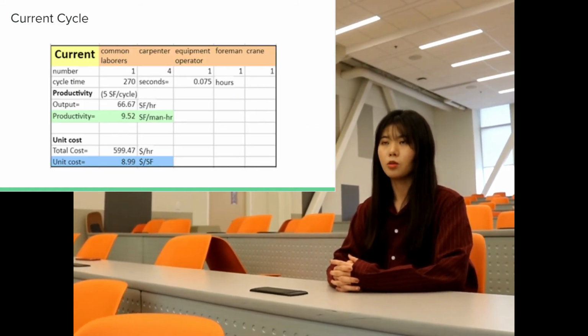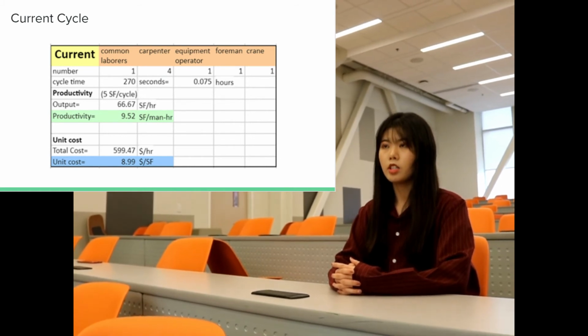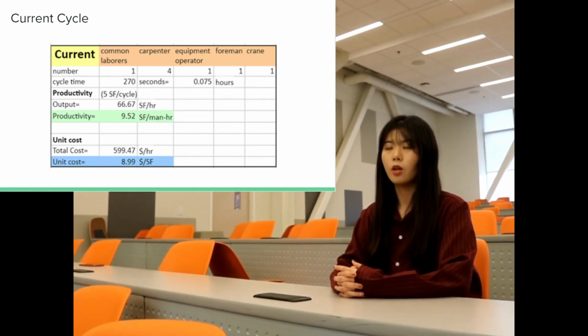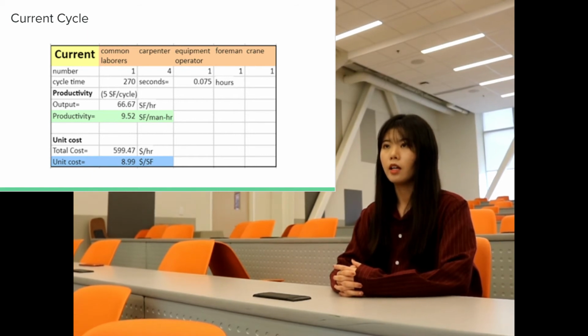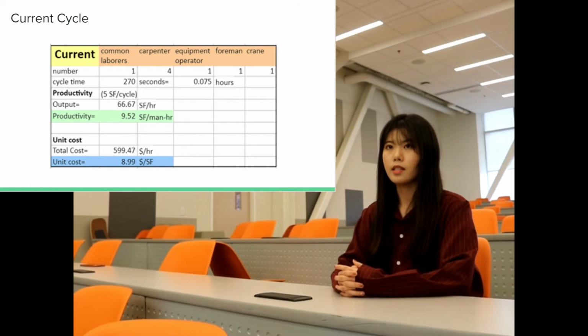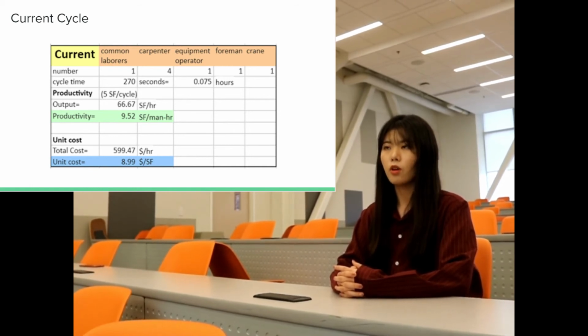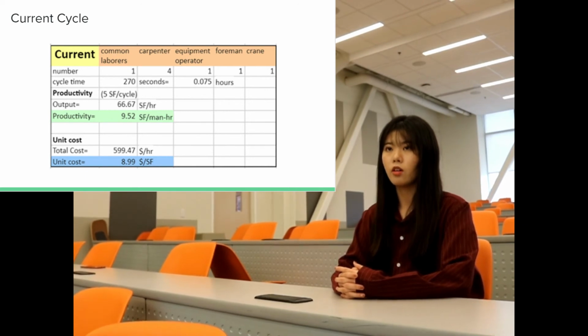The current crew has 1 common laborer, 1 carpenter, 1 equipment operator, 1 foreman, and 1 crane. The cycle time is 270 seconds, and the unit price is $8.99 per square foot. The area for installed wood panel in each cycle is 5 square feet.